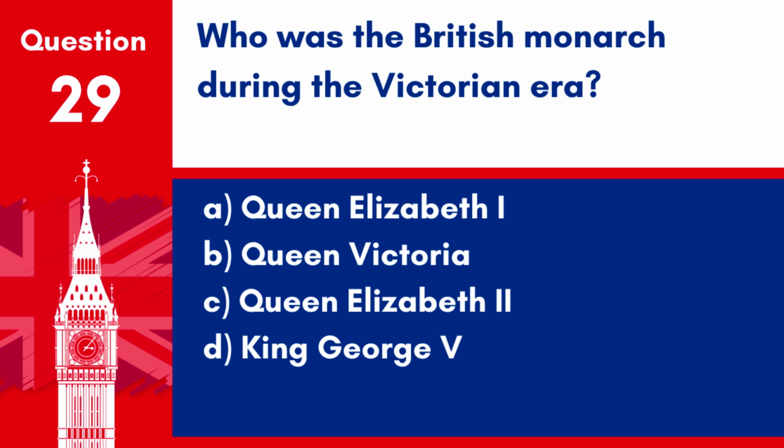Question 29. Who was the British monarch during the Victorian era? A. Queen Elizabeth I. B. Queen Victoria. C. Queen Elizabeth II. D. King George V. Answer. B. Queen Victoria. Queen Victoria was the British monarch during the Victorian era.